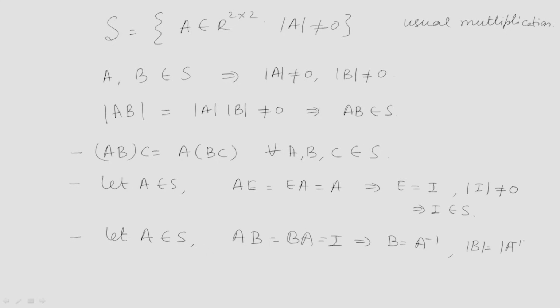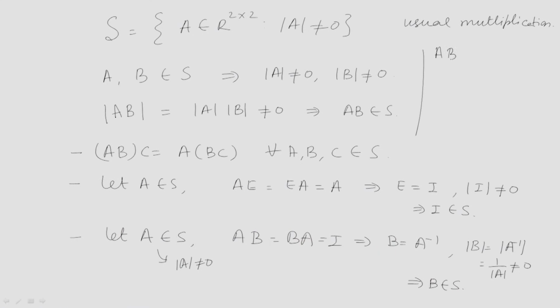Determinant of A inverse, which equals 1 upon determinant of A, which is also not equal to 0, because from here determinant of A is not equal to 0, and this implies B belongs to S. So, we have shown the existence of inverse element also in S. Hence, we can say that this S constitutes a group under usual multiplication.